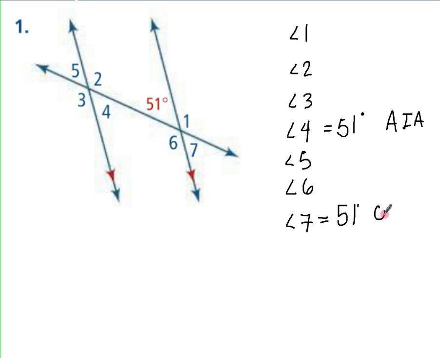Okay. Let's see. So we've got 4, we've got 7. Which one? 5. Okay. What do we know about 5? It's corresponding angles. Right? Because 5 and the 51 are in the same spot. So they're 51 degrees.